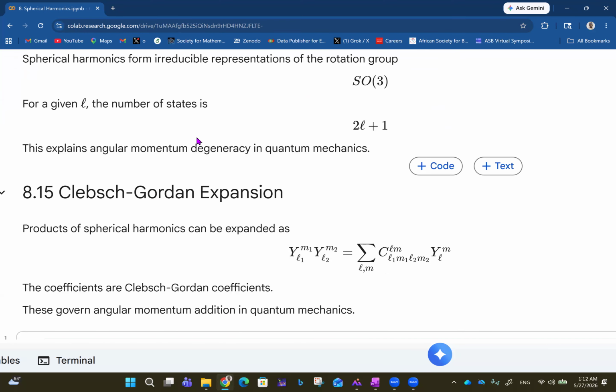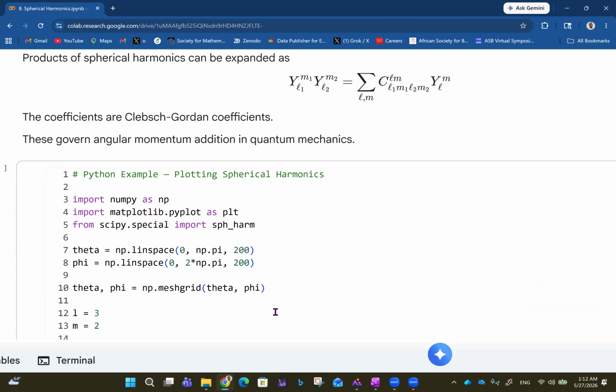Then we have the Clebsch-Gordan expansion. Products of spherical harmonics can be expanded as Y_l1m1 Y_l2m2, which is the summation over lm of C, with indices l1 m1 l2 m2 and superscript lm, multiplied by Y_lm. The coefficients are Clebsch-Gordan coefficients. These govern angular momentum addition in quantum mechanics.